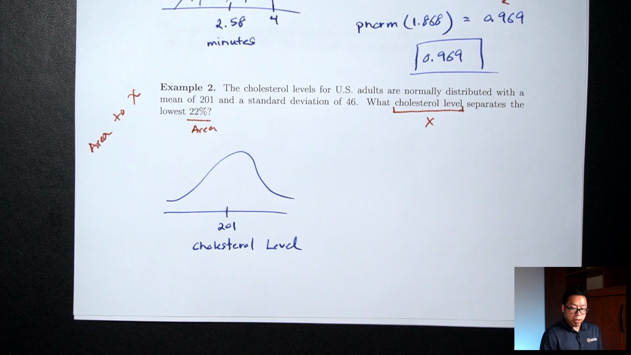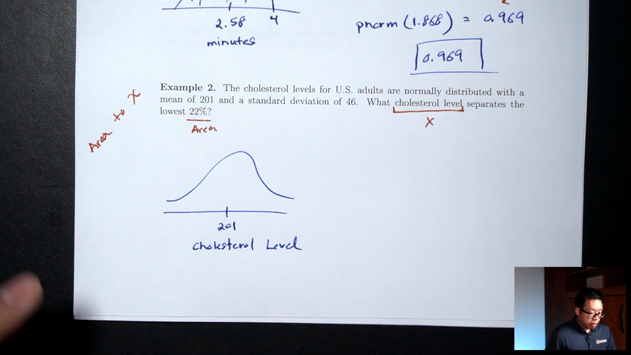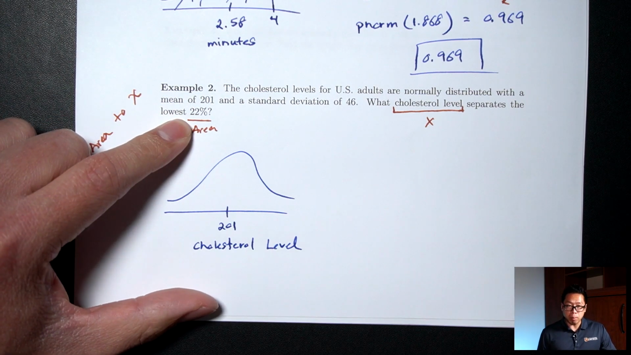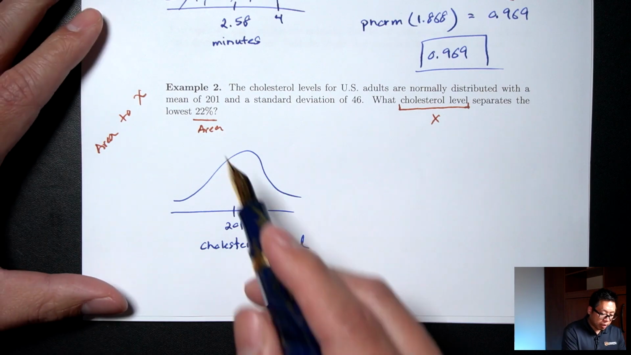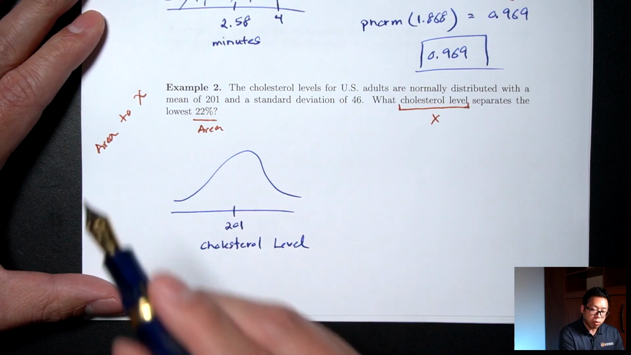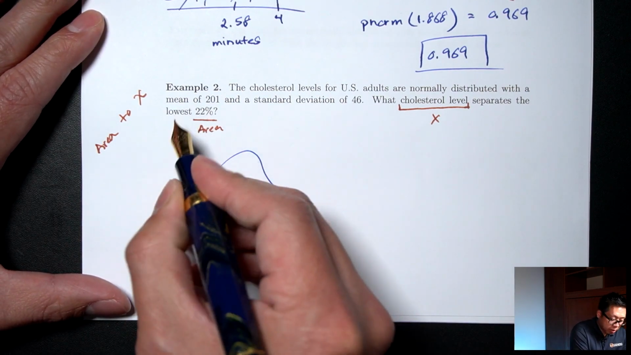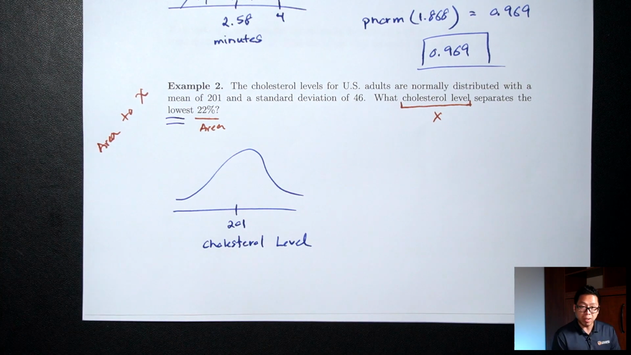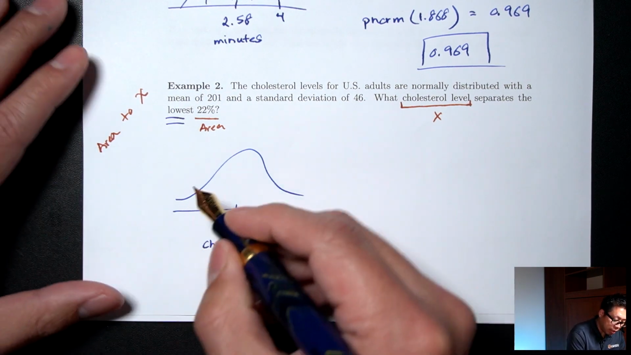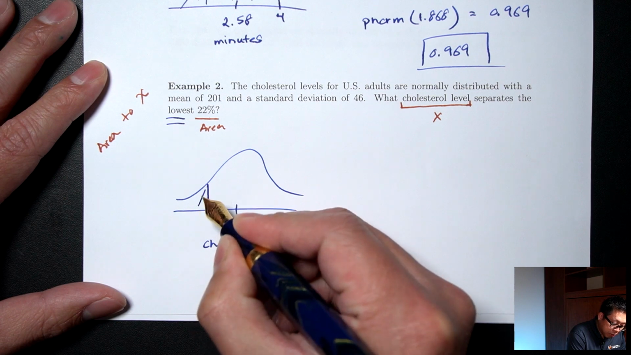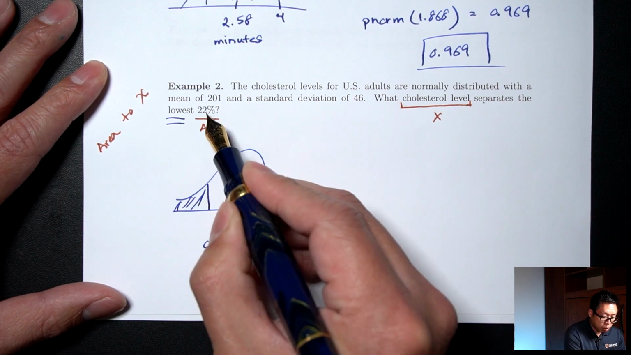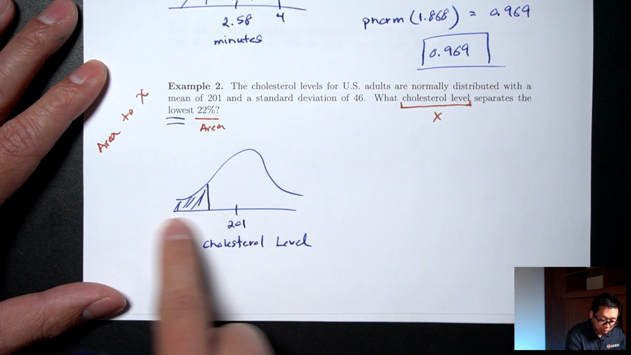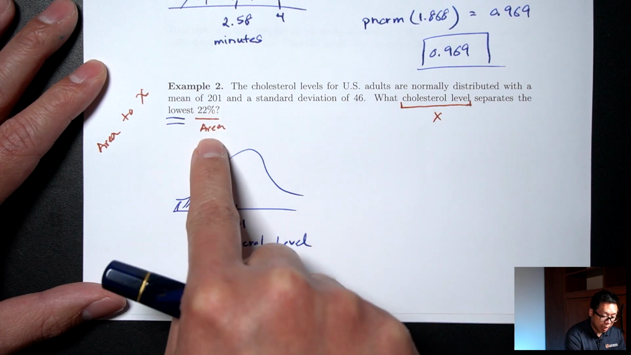Now, let me fill out the rest of the picture, because I need to decide whether this is shaded left, shaded right, or shaded in between. I need to put this 22% on my picture. So this says the lowest 22%. The lowest would be on the left side, right? Lowest is on the left side. So this will be shaded left. That 22% is not an X, so I'm not going to put it on the X-axis. That 22% is an area.